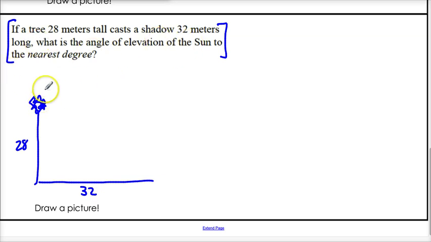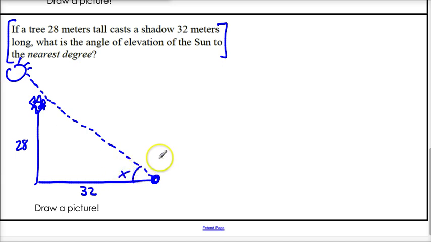Well, the way a shadow is made is that the sun is overhead and it's shooting its little light rays down. Okay? And so it says, what is the angle of elevation from the end of the shadow to the sun? So that is this angle right here. That is x.